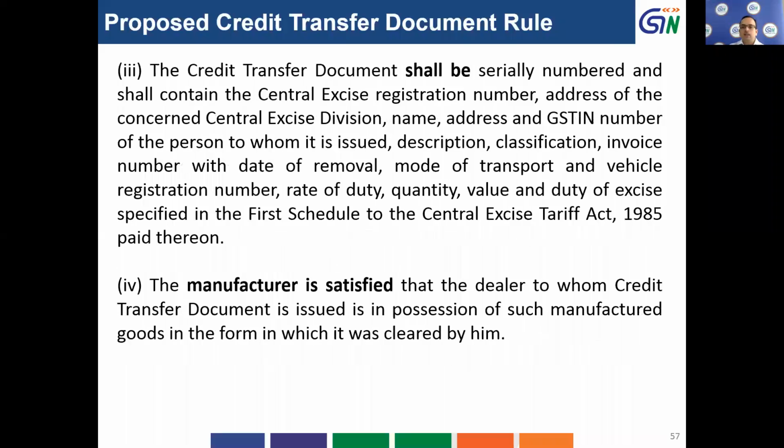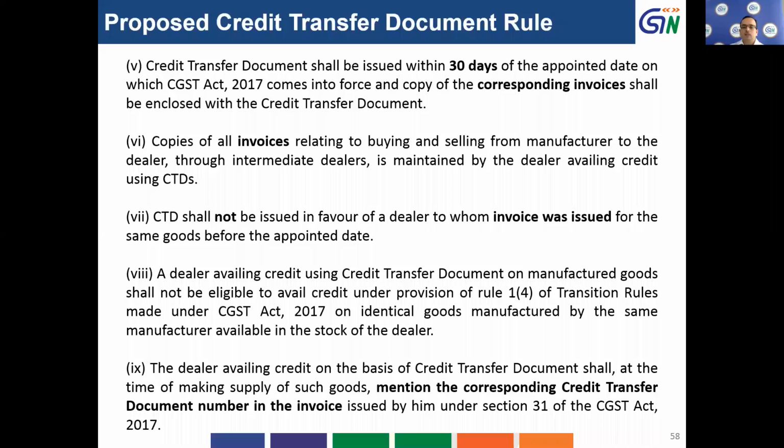And it should be serially numbered, and the manufacturer is satisfied. The condition given is that the manufacturer is satisfied that the dealer to whom the credit transfer document is issued is in possession of such manufactured goods. And there are other provisions: it should be issued within 30 days of the appointed date, and a copy of the corresponding invoices shall be enclosed. Then the CTD will not be issued in favor of a dealer to whom an invoice was issued for the same goods, and so on.